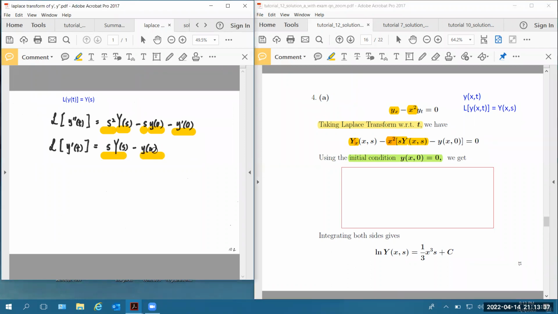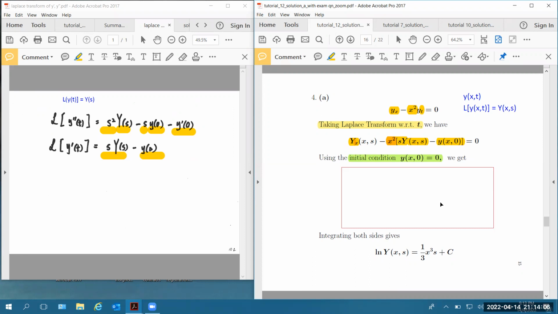Now the 0 in y(0) is when t is 0, so over this side it is y(x,0), when t is 0. So this is our left hand side. Our y_t gives you this one here. Then on the right, of course, 0, you Laplace transform, so it will still give you 0.